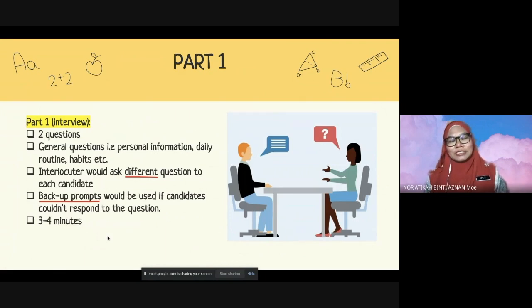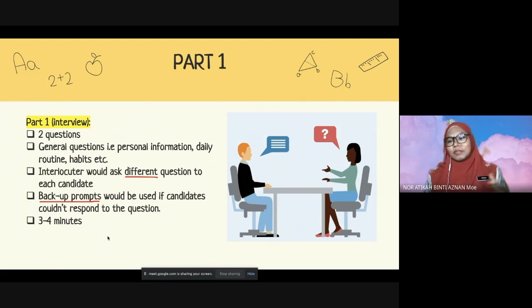So part 1 is an interview. There are two questions asked. Basically, it's all about general questions. For example, about your personal information, family background, daily routines, hobbies, what else? Those general things that we want to get to know you. Just general knowledge. That's about part 1.